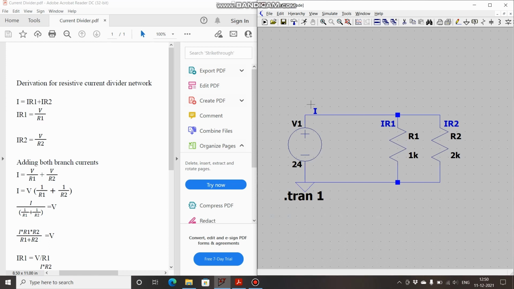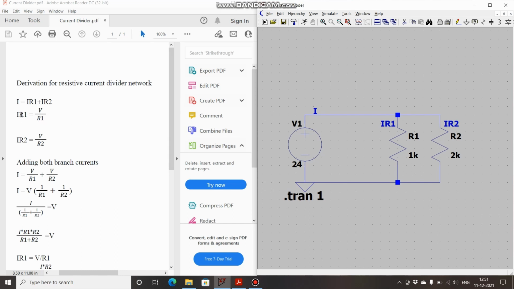If you see over here, current I is the current that is being supplied by this source of 24 volt, and this current I is bifurcated into these two branches as IR1 and IR2. So let's see over here. By basic KCL, Kirchhoff's current law, we can see that I is equal to IR1 plus IR2. So current flowing through this resistor, that is IR1, is equal to V, that is this voltage source, divided by this resistance R1. Similarly, IR2, that is current flowing through this resistor, is equal to voltage divided by this resistance.